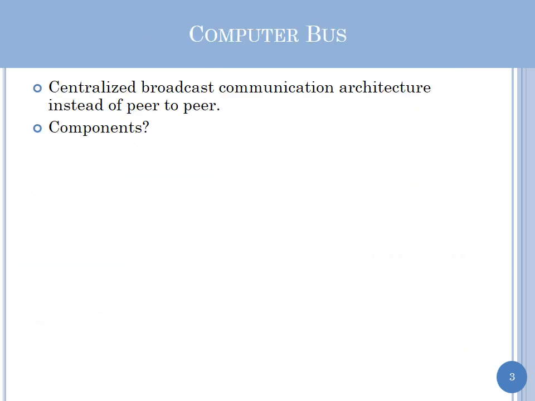Okay, so I said a lot of things, and hopefully the transcript has captured all of them if you want to ever search for them, but I've got things in text here too, so that you can answer your questions better. So we have a computer bus, which is a centralized broadcast communication architecture instead of peer-to-peer. And what are the components of a bus? How can we divide the bus into parts? I talked about it earlier. Let's just go and revise that.